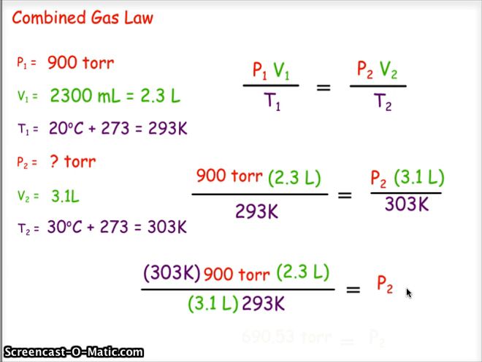Now liters will cancel with liters and Kelvin will cancel with Kelvin, and our value will come out in torr, and our final pressure is going to be 690.53 torr. We need two significant digits because of the 2.3 liters. Remember that temperature is never used as a significant digit. So technically our answer is 690 torr.